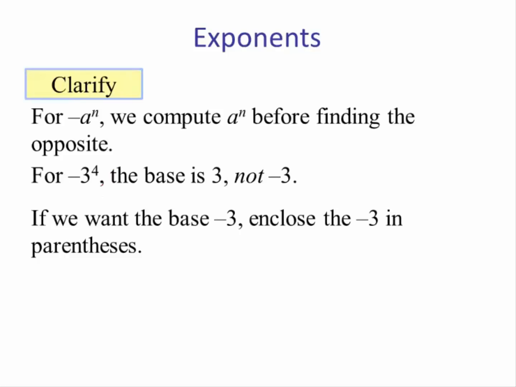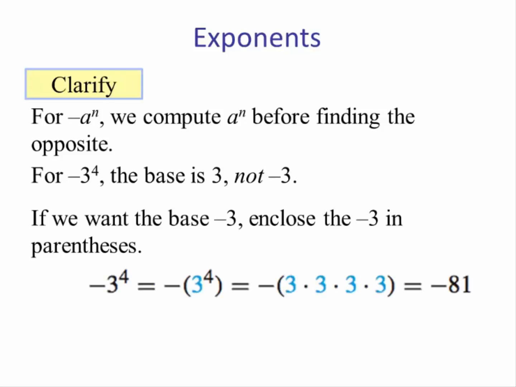Now to clarify a common mistake involving negative numbers and exponents. For negative a to the nth power, we compute a to the nth before finding the opposite. For negative 3 to the fourth power, the base is 3, not negative 3. If we want the base to be negative 3, we enclose the negative 3 in parentheses.